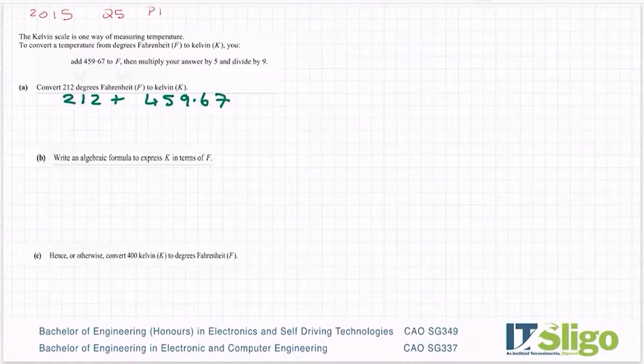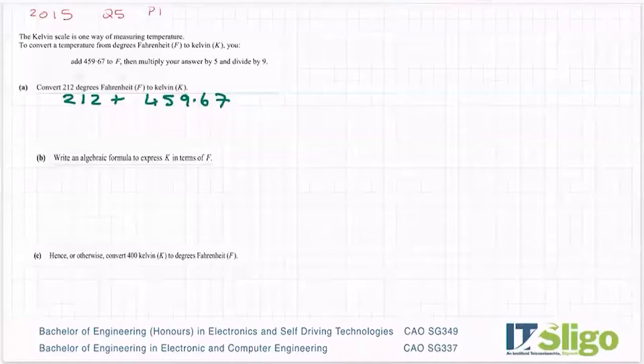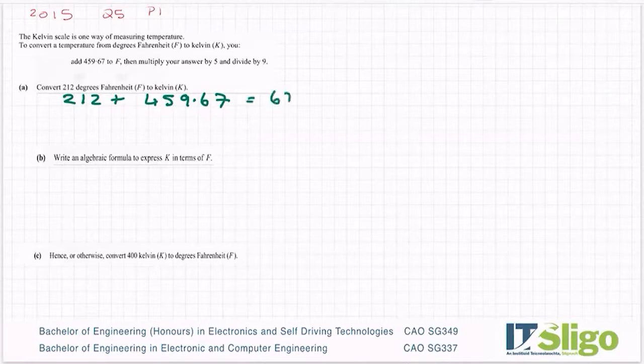Okay, so 212 plus 459.67 is 671.67. And then it says multiply your answer by 5. So multiply by 5 on my calculator and I get 3358.35 and then divide by 9.